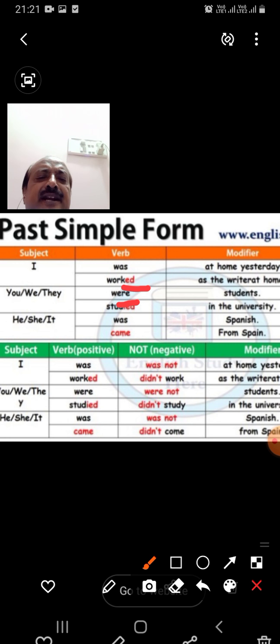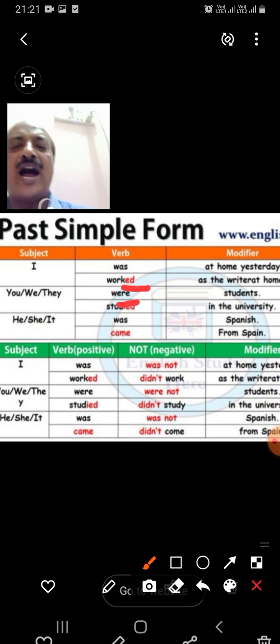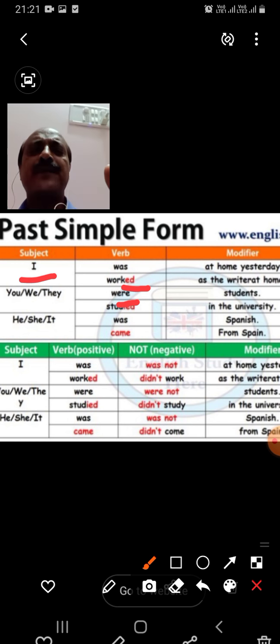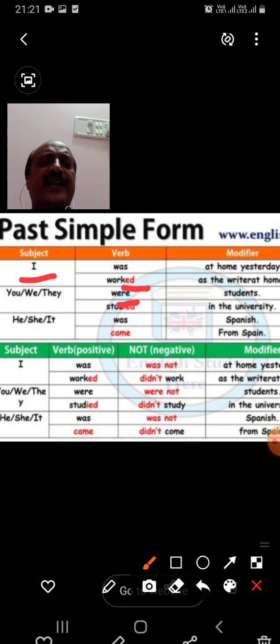He, she, it came. Come we use for present. Will you come with me? And came, he came yesterday. So came we use in the past tense. Same way, subject I, we use was for singular because I am talking only about myself. So I, only one person I am talking about. So I was at home yesterday. I worked at the waitress restaurant.